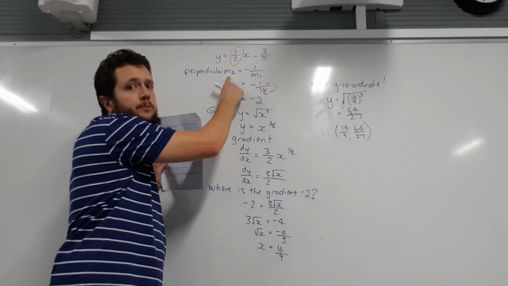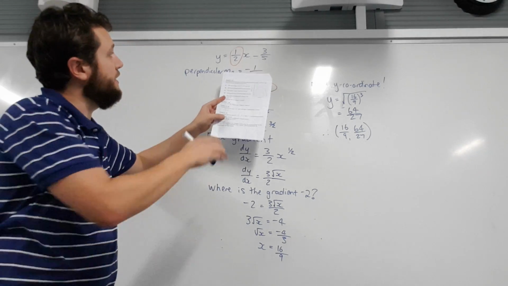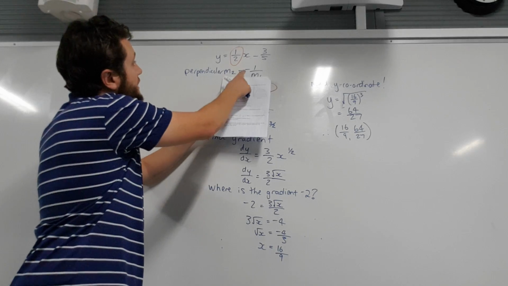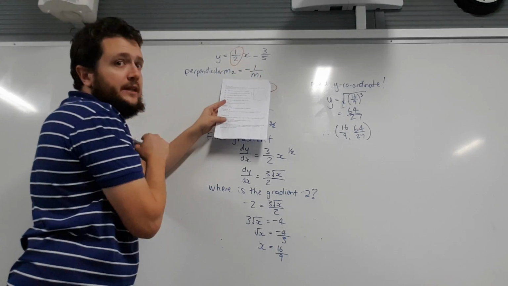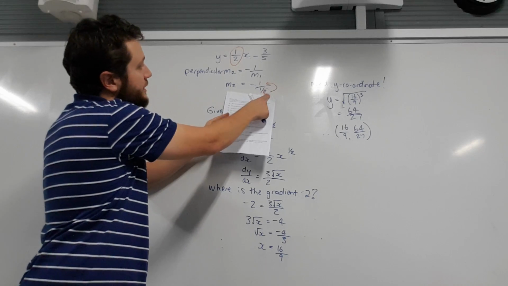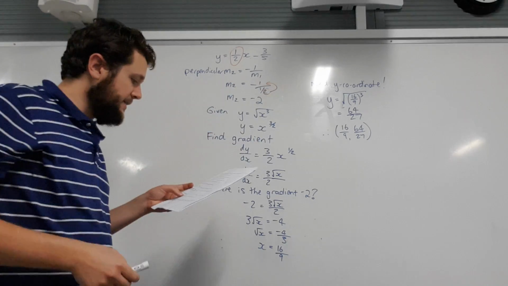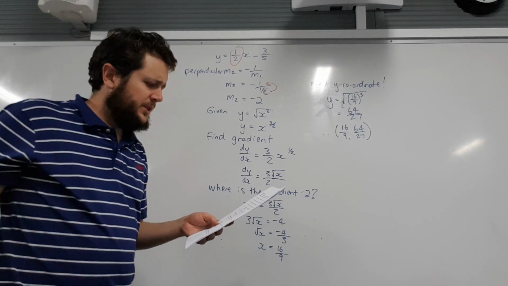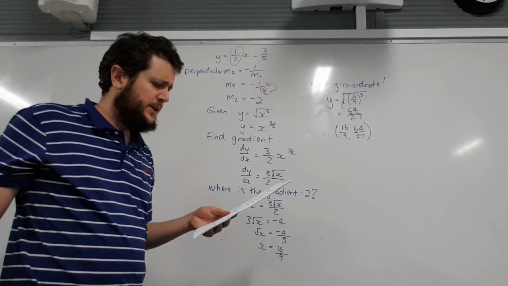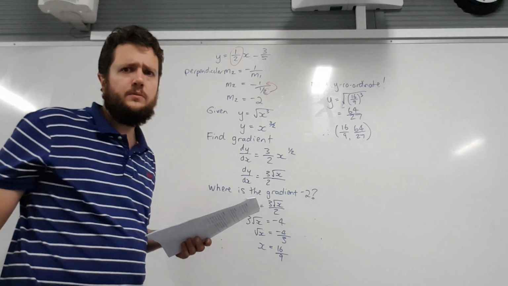The gradient of the perpendicular line will be the negative inverse of the gradient of the first line. So m2 is going to be negative inverse of the gradient 1/2. So negative 1 divided by 1/2, you can bring the 2 up the top, and we decide that the gradient is negative 2. So the gradient of the tangent line needs to be negative 2.